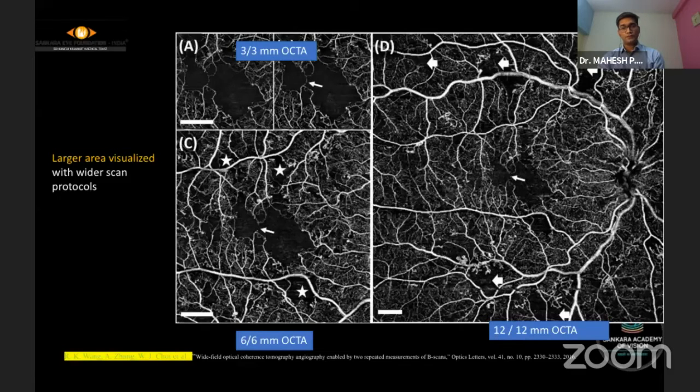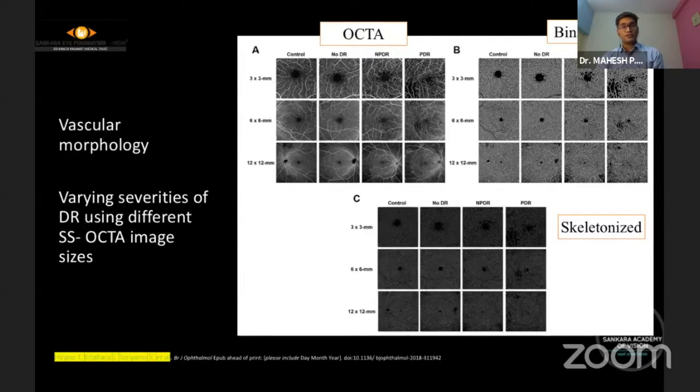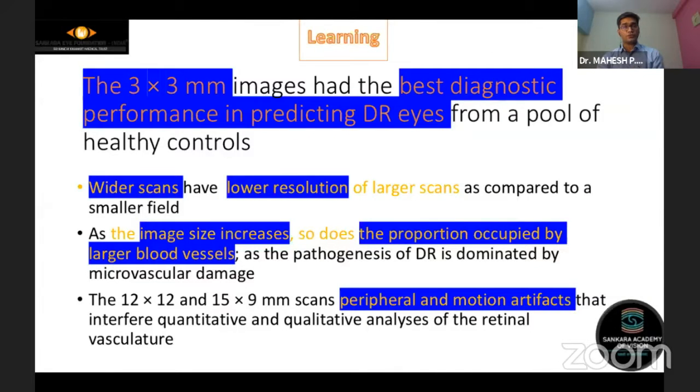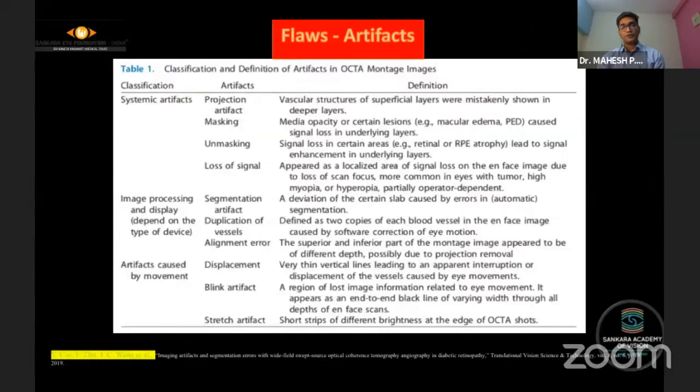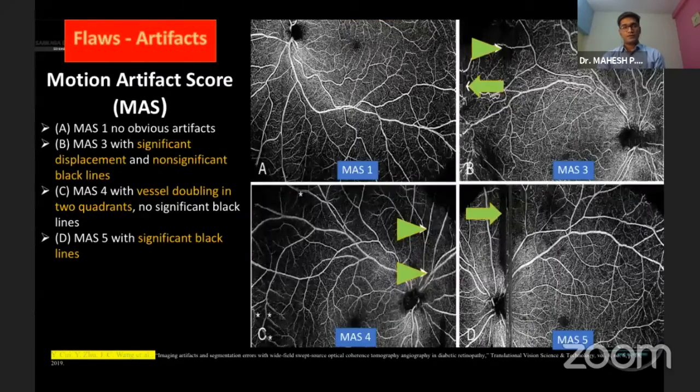Whether a single shot can be helpful, it looks good. 3 by 3, 6 by 6, 12 by 12. But this study shows us that 3 by 3 is good enough to show that the performance is predictable in cases of diabetic retinopathy. And yes, the wider scans have lower resolution, and the image size gives us a larger proportion of the larger blood vessels, and larger scans have peripheral artifacts, multiple artifacts which are known.